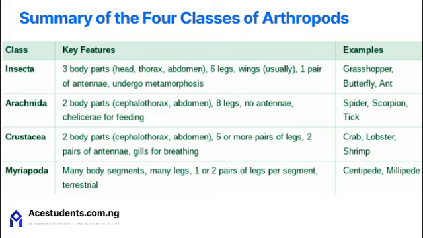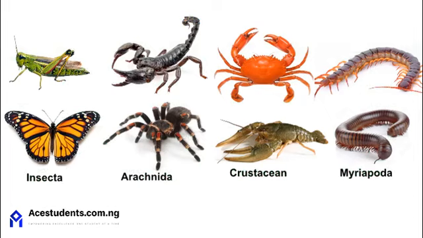Myriapods have long, segmented bodies with many legs, where centipedes are fast-moving predators, and millipedes are slow-moving herbivores. Together, these classes make up the largest and most diverse group of animals on Earth. Each class of arthropods plays a crucial role in maintaining ecological balance.